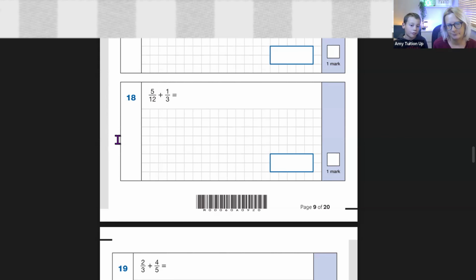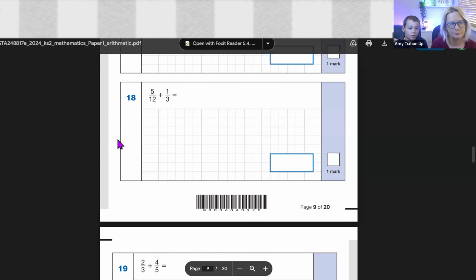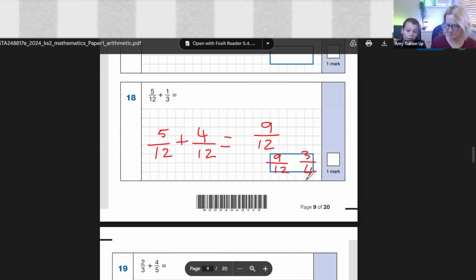So you need to times 3 by 4 to get to 12. Okay. So what you do to the bottom, you do to the top, meaning that it will become 5 twelfths add 4 twelfths, which is 9 twelfths. And you can simplify that down to 3/4. Awesome. Very good.